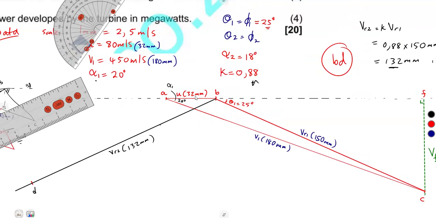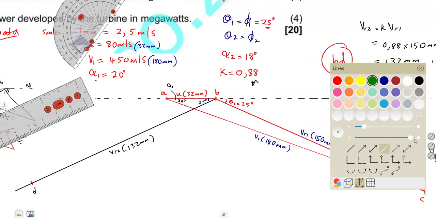Which was taken from this angle phi 1, which is 25 degrees. Remember, these two are equal from the symmetrical leading. That's it. So we can see we're almost done. We just need to join A to D. Then we are done with this.